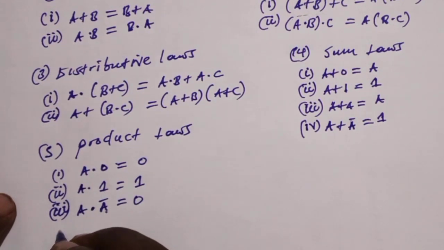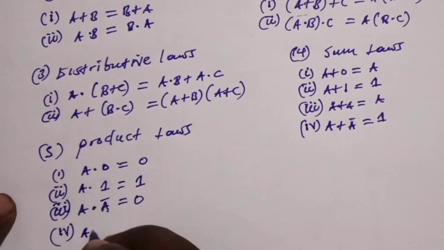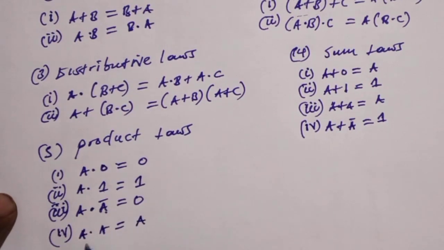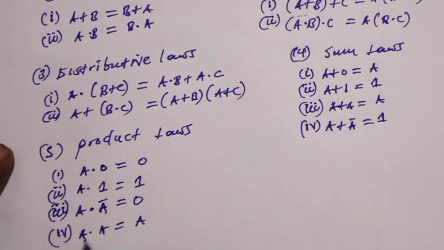Then for Roman numeral 4, we have A multiplied by A. This one should be equal to A. Don't say that A multiplied by A is A squared. No, in Boolean expressions we deal with ones and zeros. So here we have 1 and 1, which means 1 multiplied by 1 is 1. So that means we have A here.